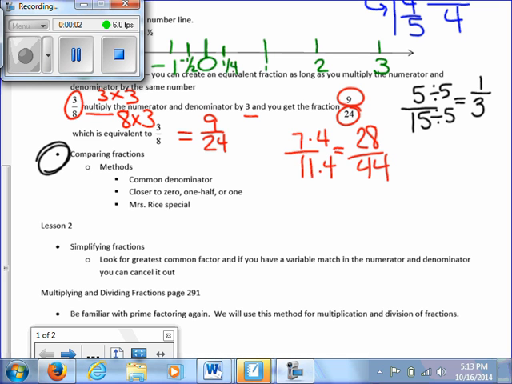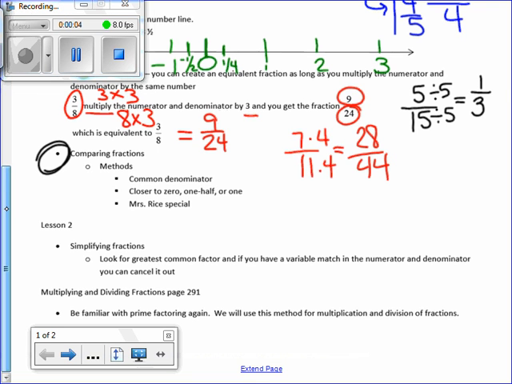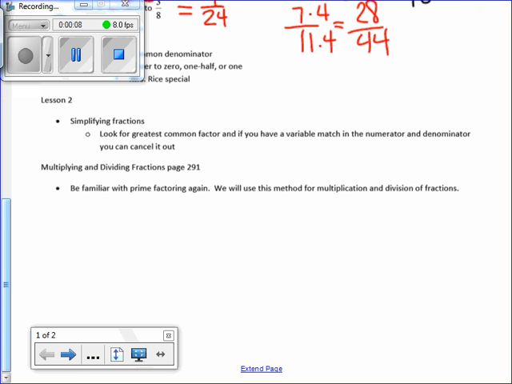Okay, this is our next lesson. It's going to be on simplifying and multiplying and dividing fractions. Okay, simplifying fractions, you're going to look for the greatest common factor. It doesn't necessarily have to be the greatest. You might have to do more than one step, but we're going to look for a common factor.